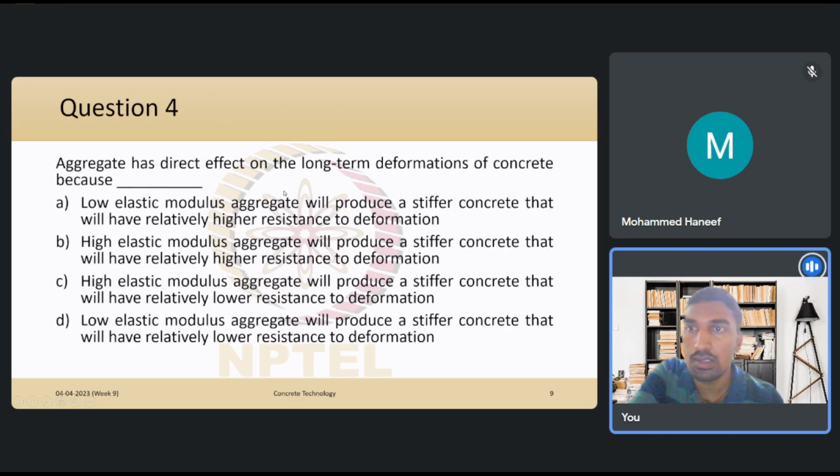Question 4 is: aggregate has direct effect on the long-term deformations of concrete because dash.